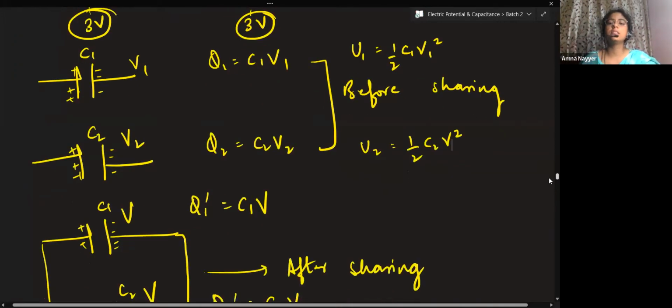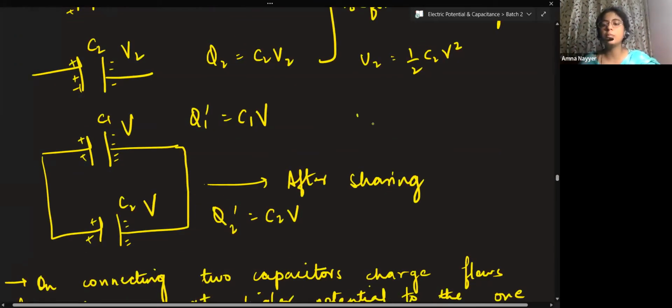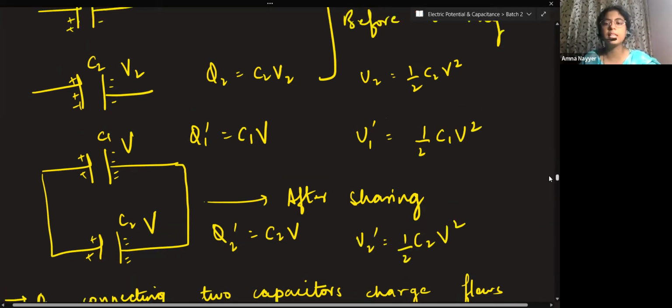After achieving the common potential V, where C1 is the capacitance, the energy U1 will be half C1 V square and U2 will be half C2 V square. Clear how to write all these energies? Is it clear? Yes, ma'am.